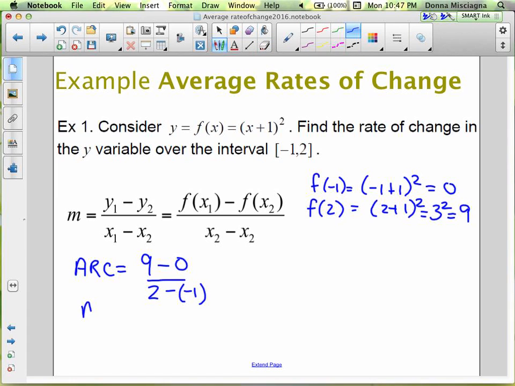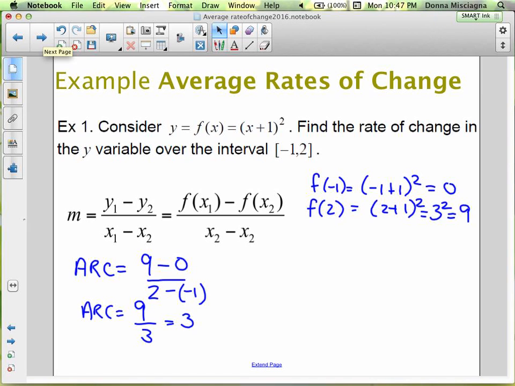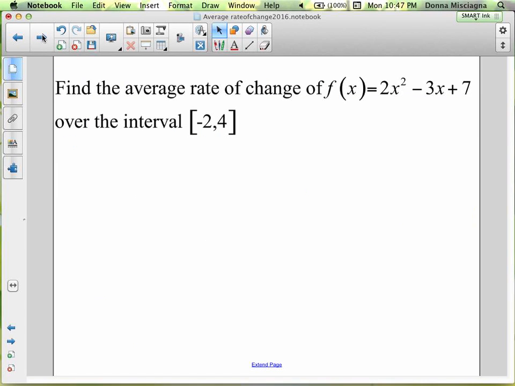All right, so average rate of change is going to be 9 divided by 2 minus -1, of course, is 3. So our average rate of change is 3. All right, so the average rate of change on the interval from -1 to 2 is going to be 3. Super easy, right? Super duper easy.